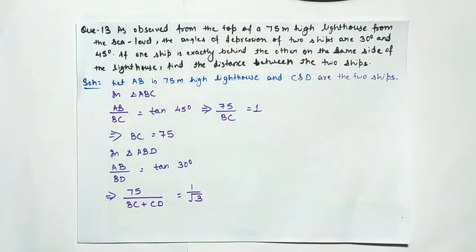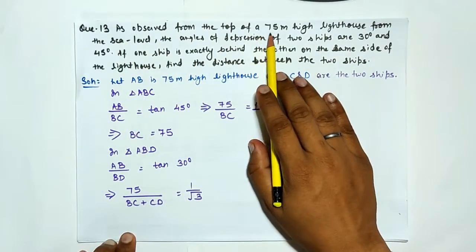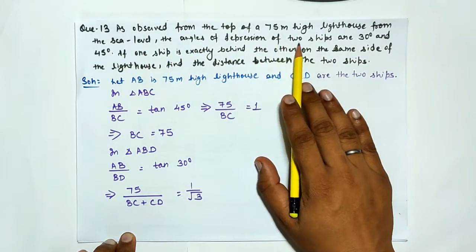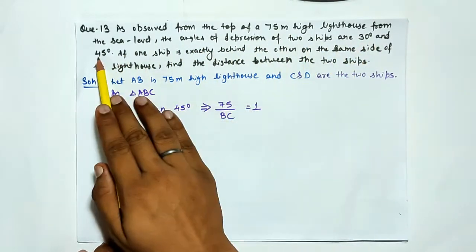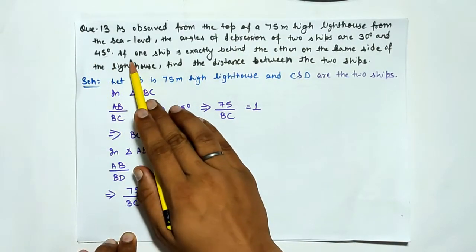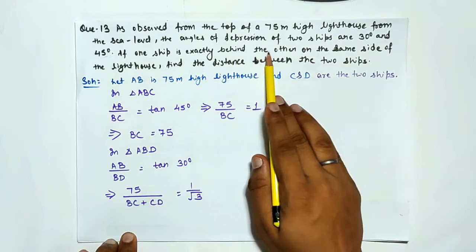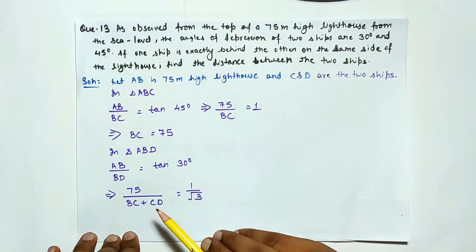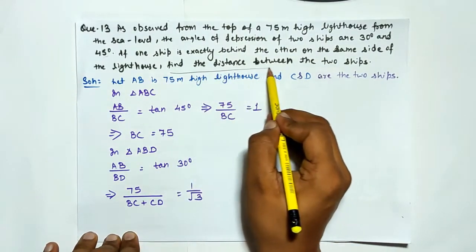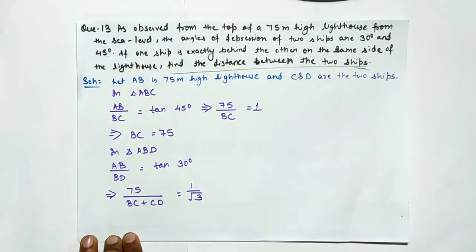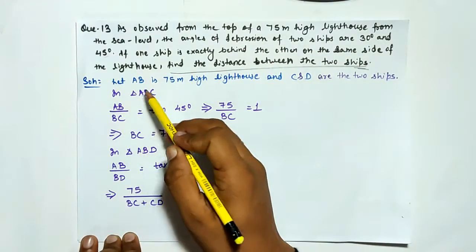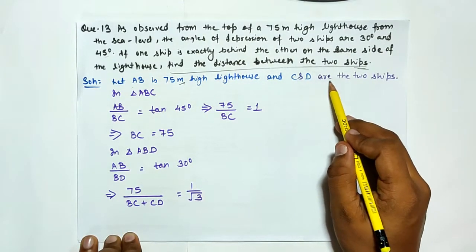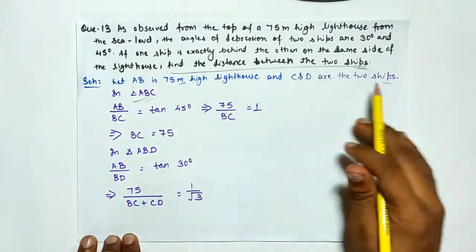Question number 13 says, as observed from the top of a 75-meter high lighthouse from the sea level, the angles of depression of two ships are 30 degrees and 45 degrees. If one ship is exactly behind the other on the same side of the lighthouse, find the distance between the two ships. So here we have to find the distance between two ships. Let's continue with the solution part. Let AB be the 75-meter high lighthouse, and C and D are the two ships.